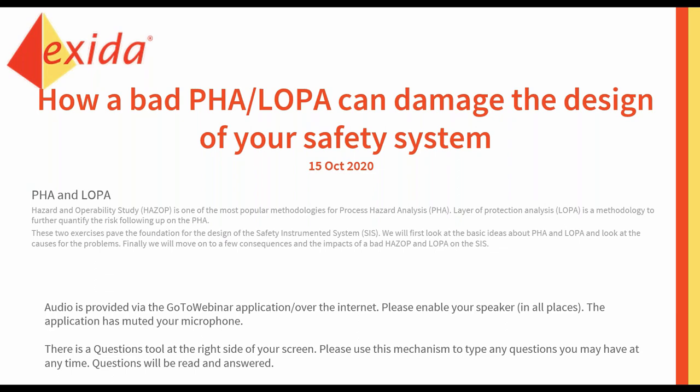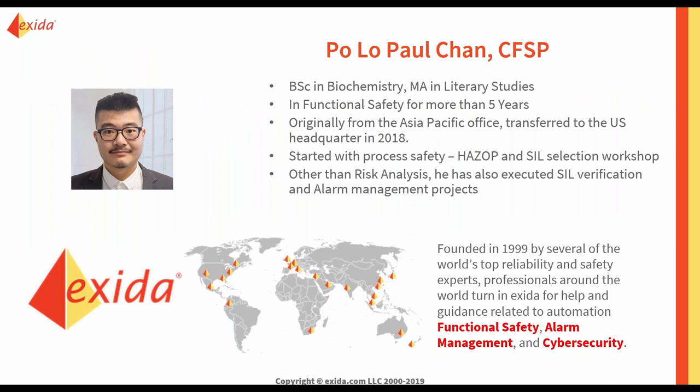Since we have cleared this up, let's get started. I do want to introduce a little bit about myself first. I've been in functional safety for more than 5 years now, and I'm originally from the Asia Pacific office, based in Hong Kong and working for the headquarters in Singapore. I recently transferred to the US around 2 years ago. I started with process safety as a scribe for a HAZOP and SIL selection workshop in Seoul, South Korea, where I stayed for 3 months.